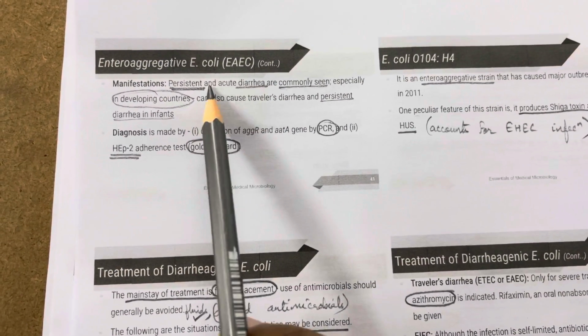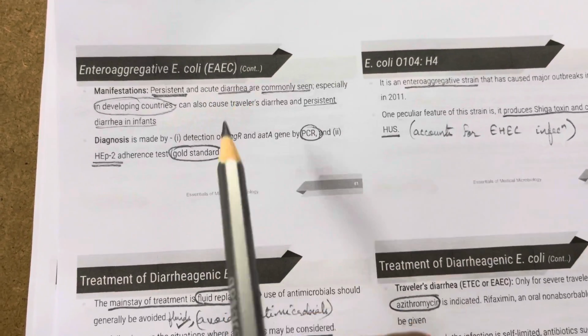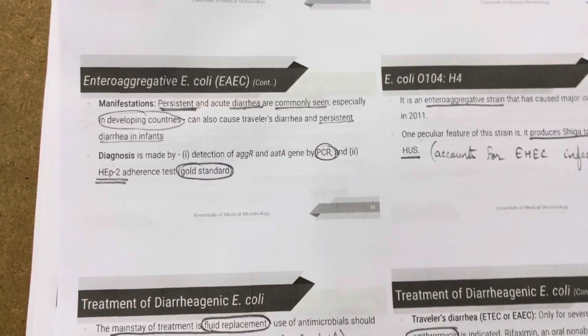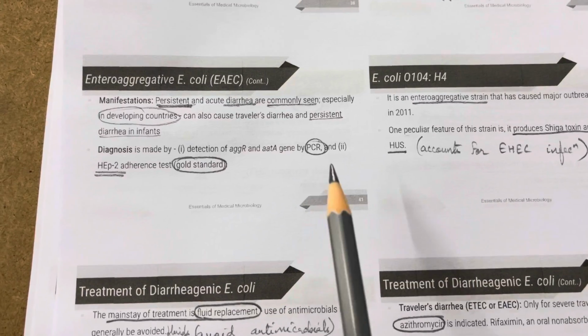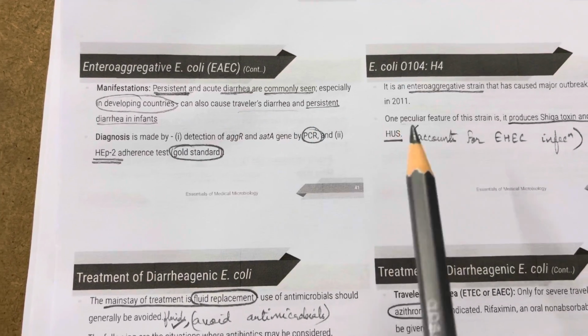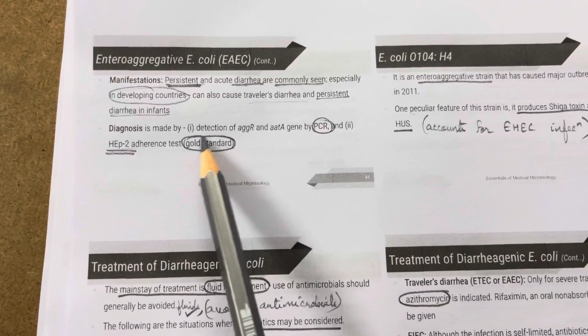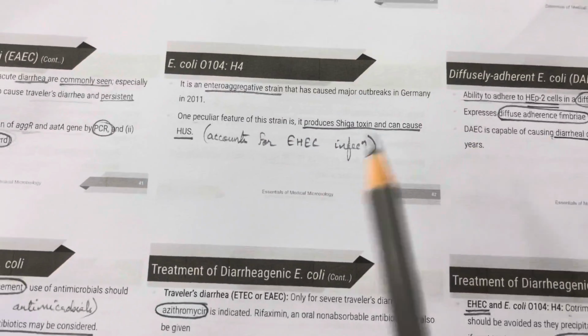So manifestations, it causes persistent and acute diarrhea. So aggregative, right? So it is persistent. Persistent diarrhea is commonly seen in developing countries. Also cause traveler's diarrhea and persistent diarrhea in infants. So diagnosis, HEp-2 adherence, which is the gold standard test, and also detection of AggR genes by PCR.